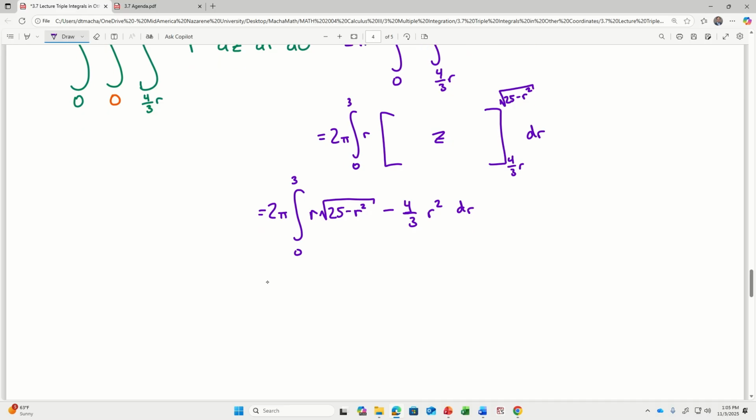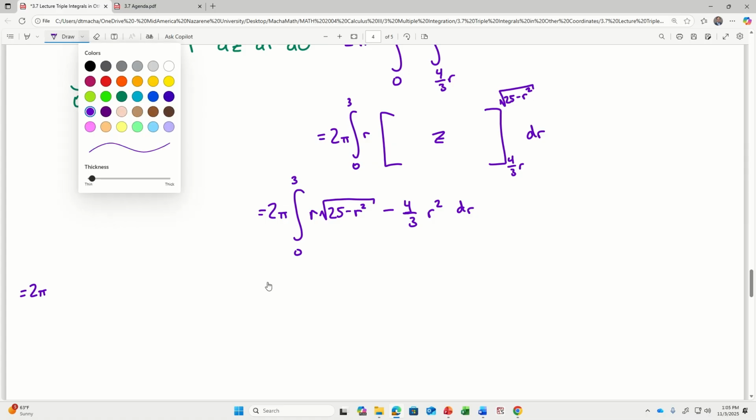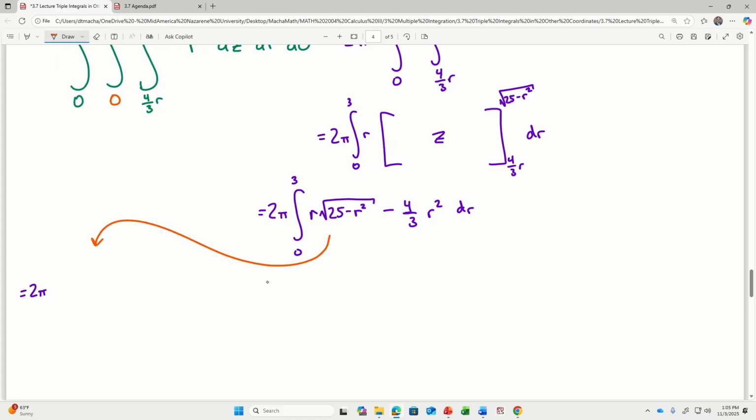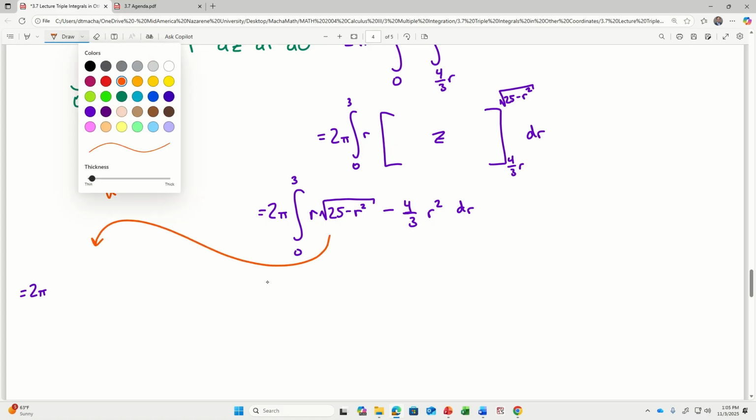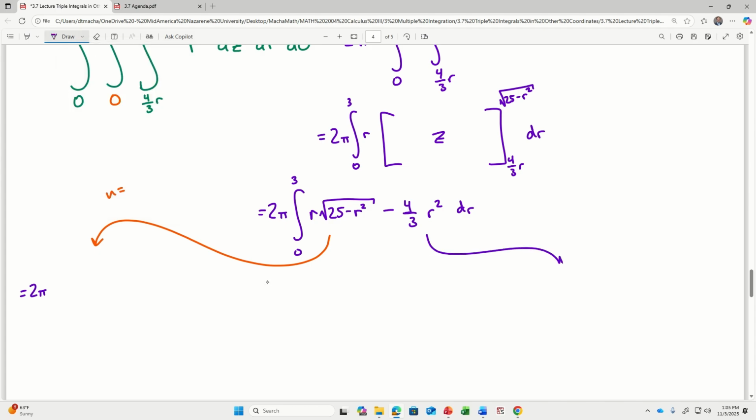And I think it would be easier to treat these separately, which means I'm going to have one integral be eventually solved with u substitution. And then the other integral be a lot easier. It's negative 4/3 times r squared dr.